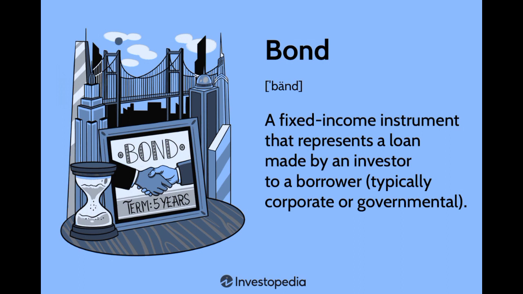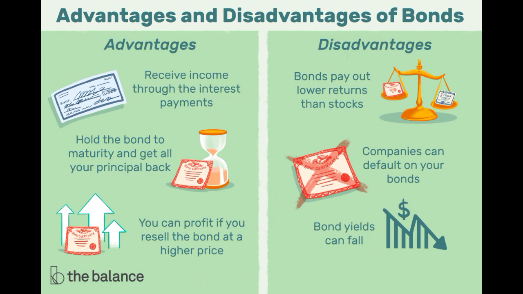So, first is a bond, a fixed income instrument that represents a loan made by an investor to a borrower, typically a corporation or a government. In bonds, there are advantages and disadvantages. First, we're going to read the advantages.